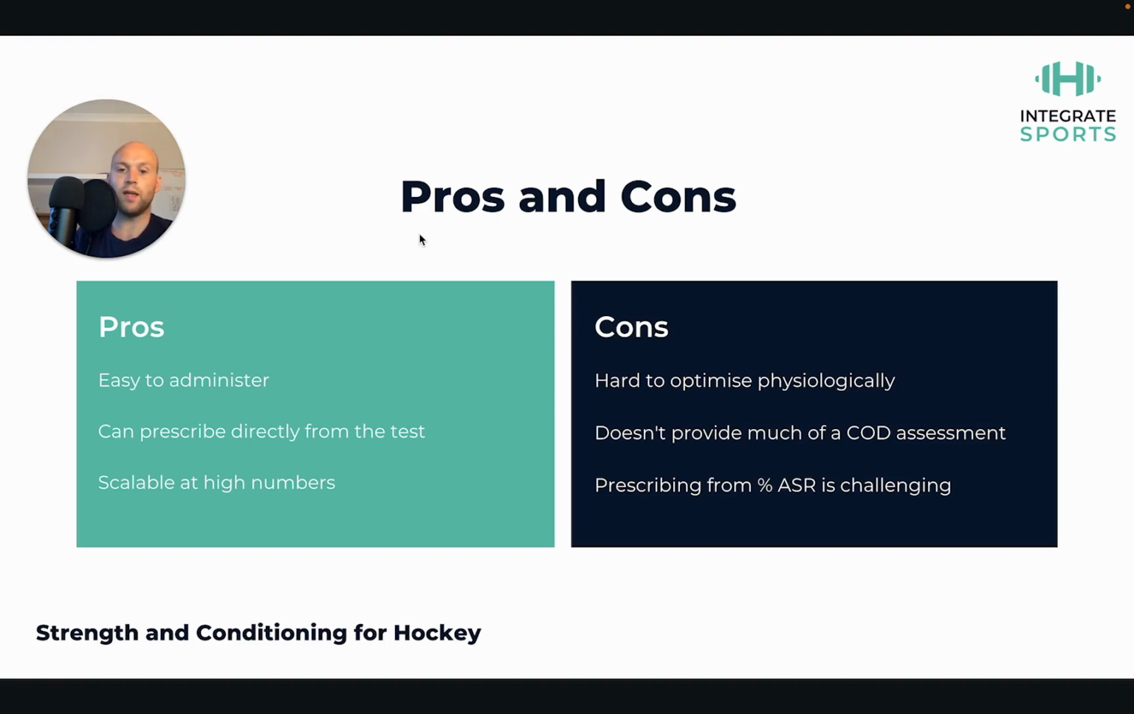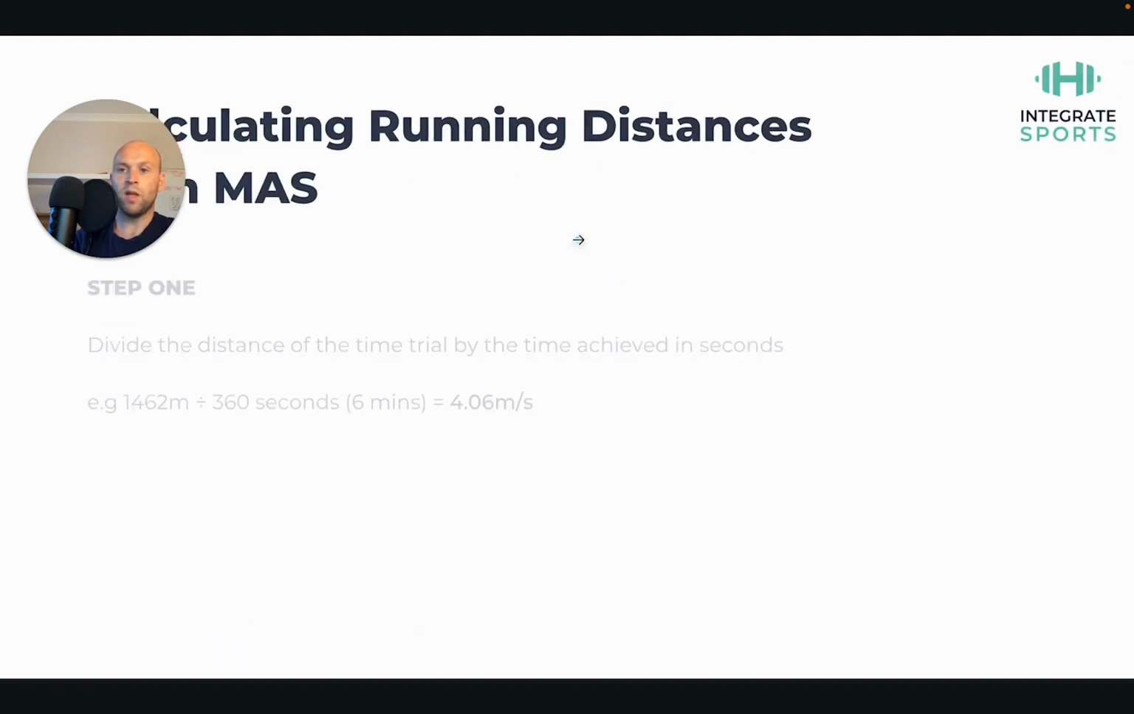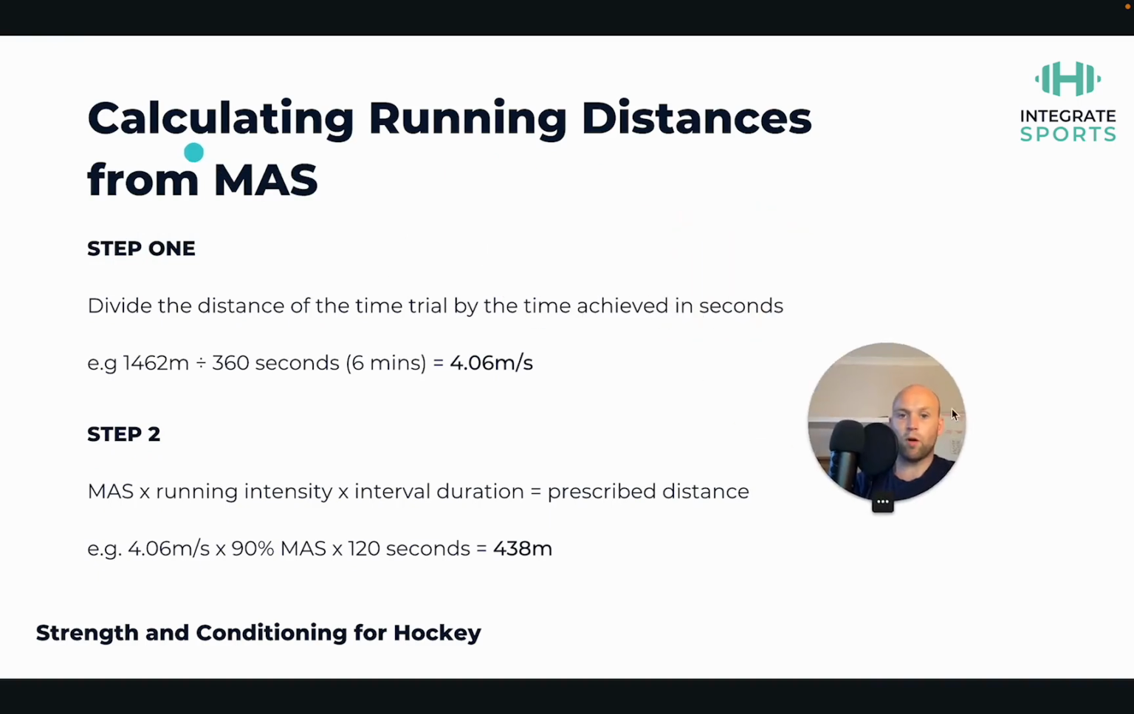And finally, on the con side, prescribing from percentage of ASR is challenging because ultimately, you also need to do a top speed run as well. And sometimes trying to set up a speed gate to get a 30 to 40 meter split time on top of doing 16 pitch lengths can be one thing too many. It just means that in order to prescribe from anaerobic speed reserve, it's one extra thing you have to do. So it can be a little challenging in that sense. But overall, if you just do the 16 pitch lengths, it's very easy to administer.